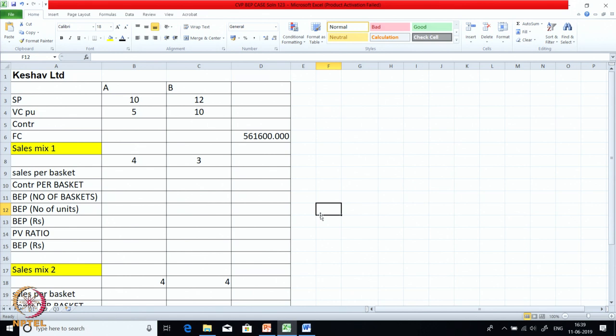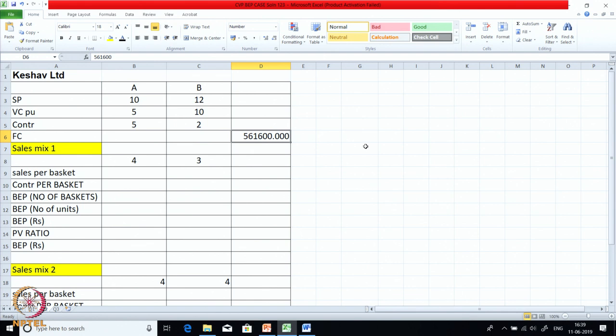Okay, how will you proceed now? First step, I think you all know, we want to know the contribution per unit. So make the columns for A and B, compute the contribution, take the FC and try to compute the profit for both the sales mixes. And from there on, you will also be able to compute the BEPs. So, 10 minus 5, contribution is 5 for A and only 2 for B. Fixed cost is already given, 5,61,000.